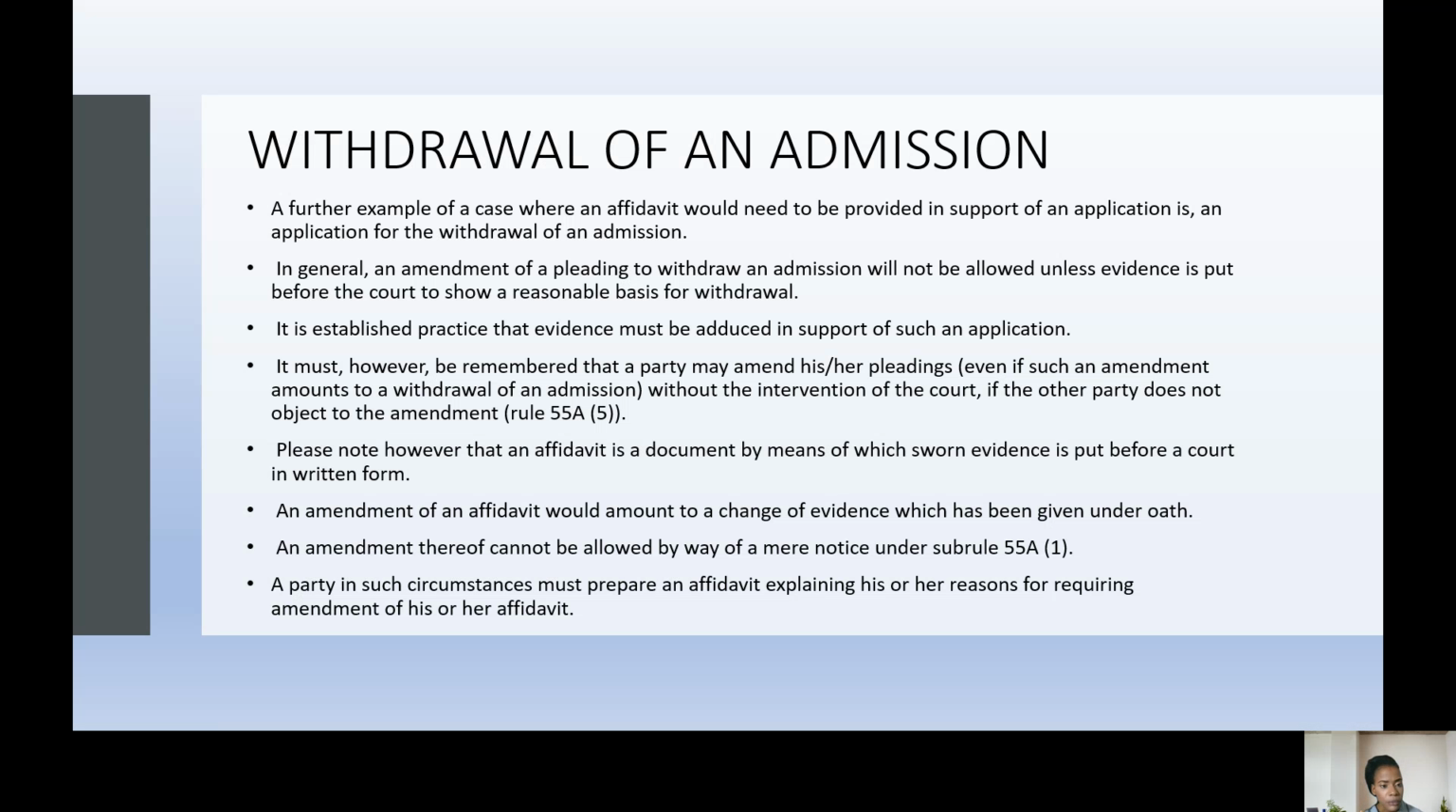Withdrawal of an admission. Further examples of a case where an affidavit would need to be provided in support of an application for the withdrawal of an admission.